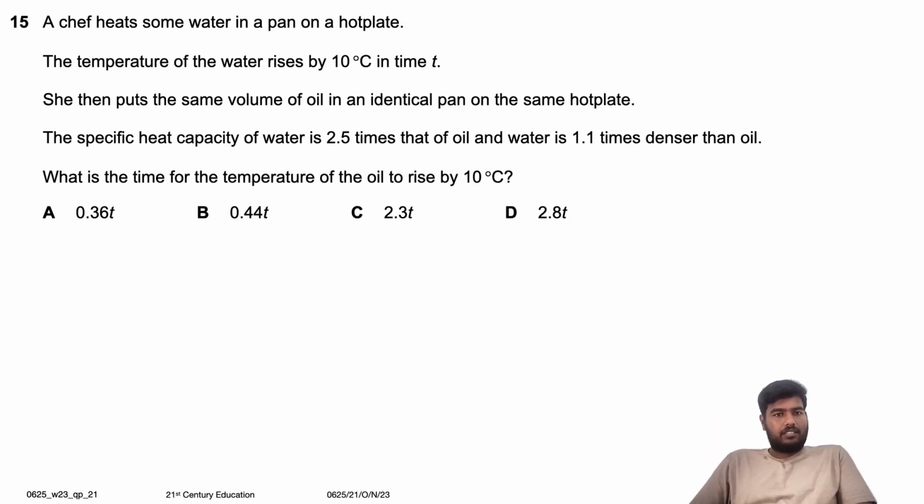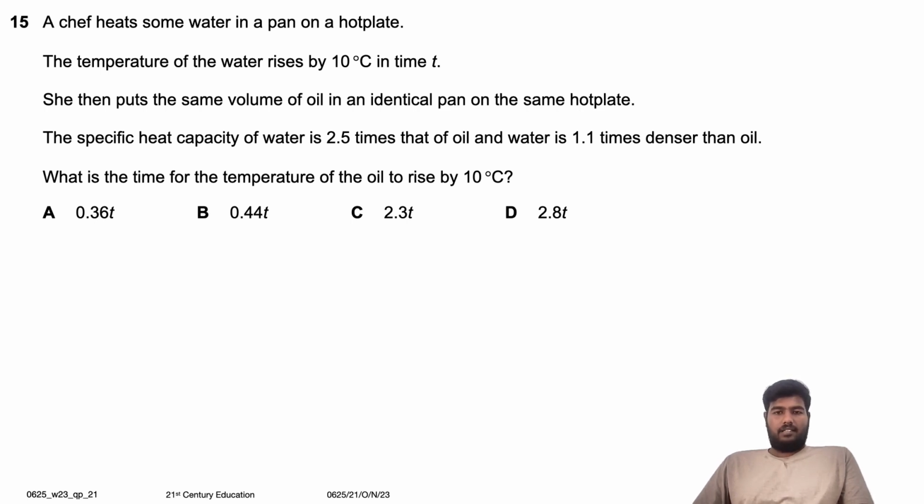A chef heats some water in a pan on a hot plate. The temperature of the water rises by 10 degrees Celsius in time t. She then puts the same volume of oil, in an identical pan, on the same hot plate. The specific heat capacity of water is 2.5 times that of oil, and water is 1.1 times denser than oil. What is the time for the temperature of the oil to rise by 10 degrees Celsius?